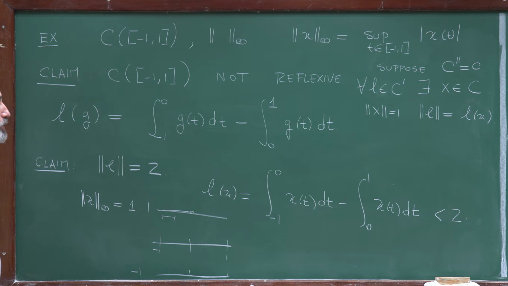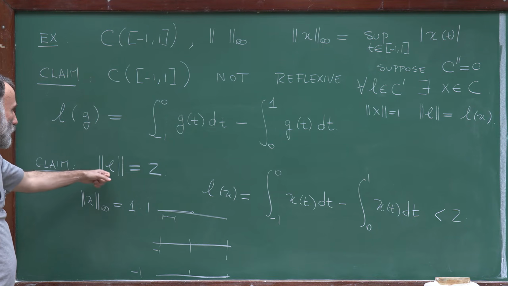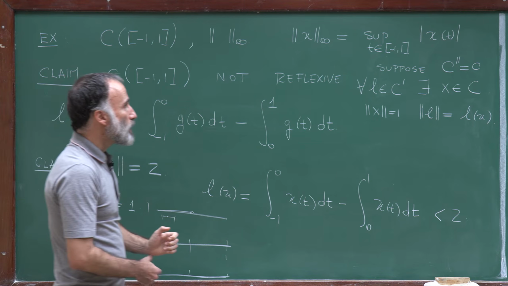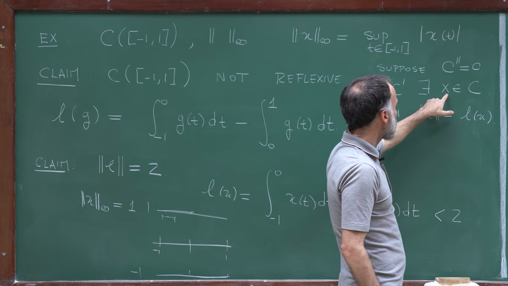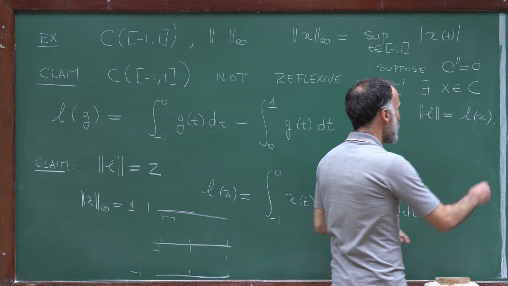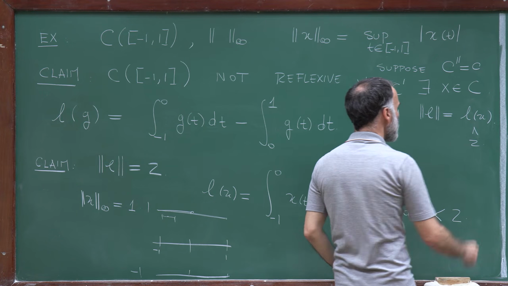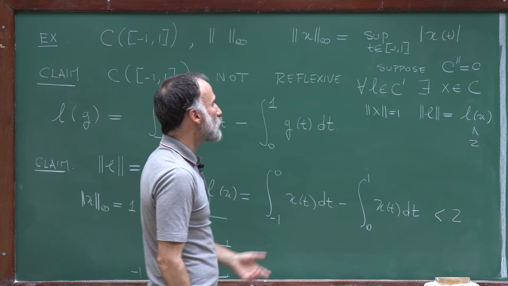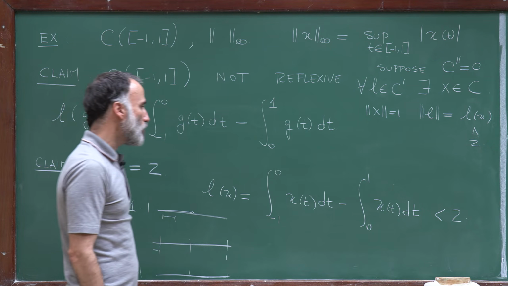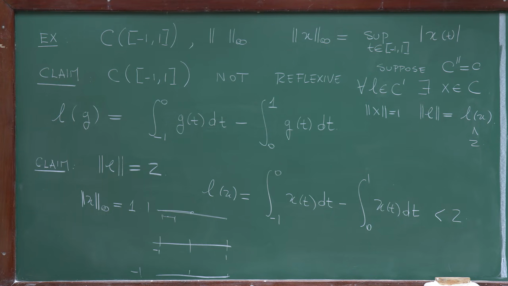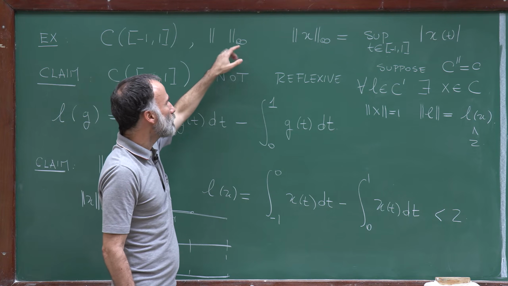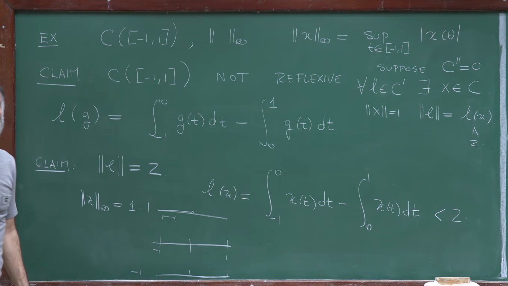So that gives you a contradiction, because we have here a functional which has norm equal to 2, and whatever continuous function whose norm is equal to 1, the value of Lx is strictly smaller than 2. So there is no continuous function x for which this identity holds, and therefore you have a contradiction, and this proves that the space of continuous functions with the infinity norm is not reflexive.